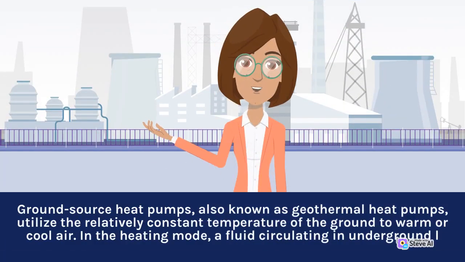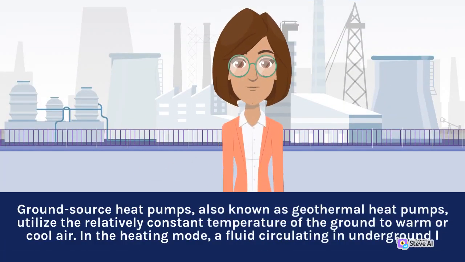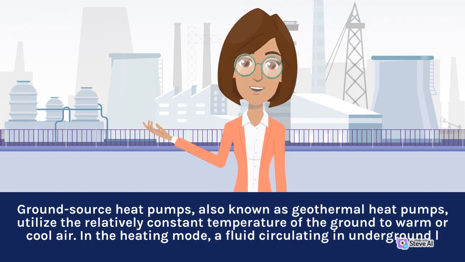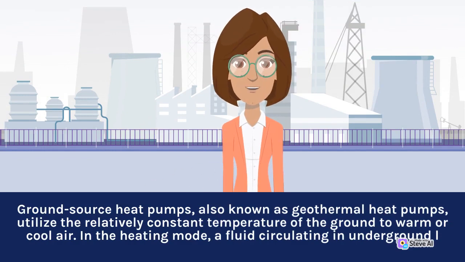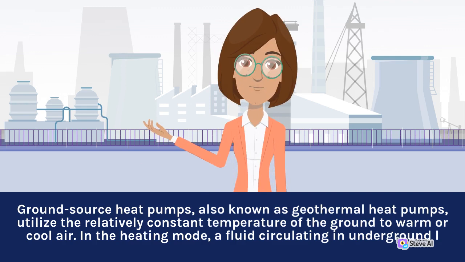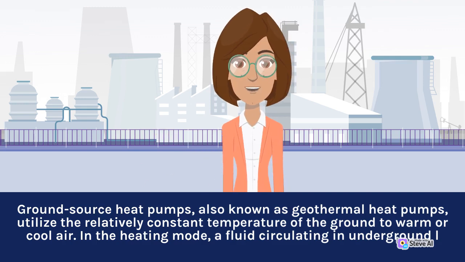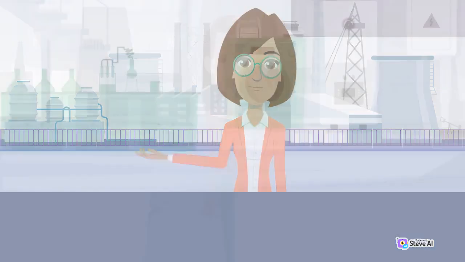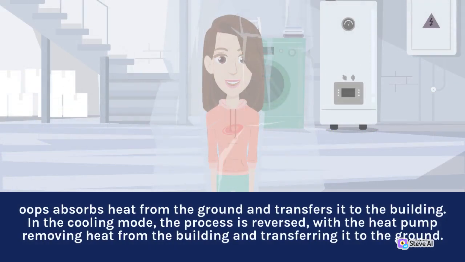Ground source heat pumps, also known as geothermal heat pumps, utilize the relatively constant temperature of the ground to warm or cool air. In the heating mode, a fluid circulating in underground pipes absorbs heat from the ground and transfers it to the building. In the cooling mode, the process is reversed, with the heat pump removing heat from the building and transferring it to the ground.